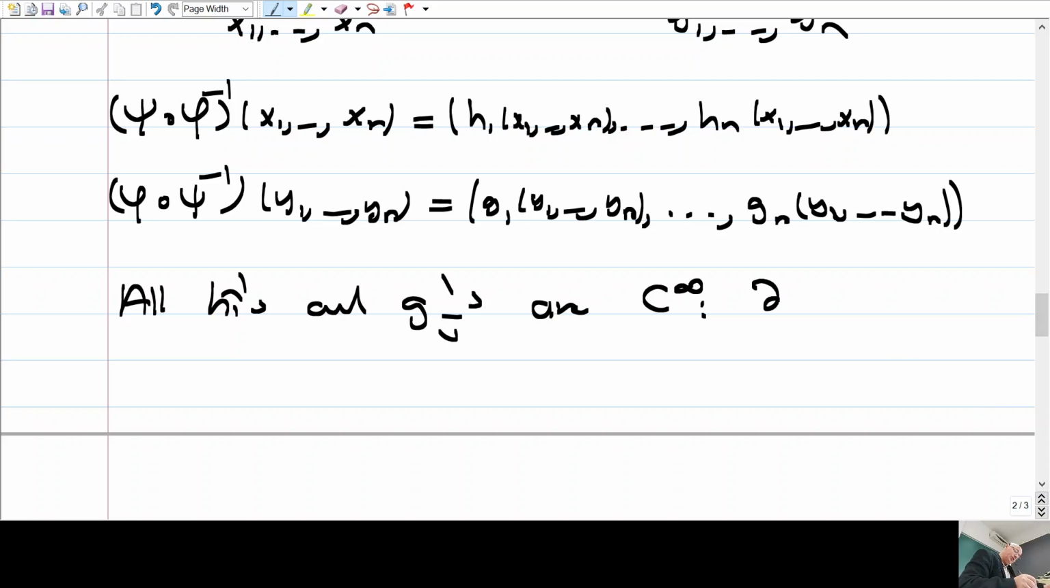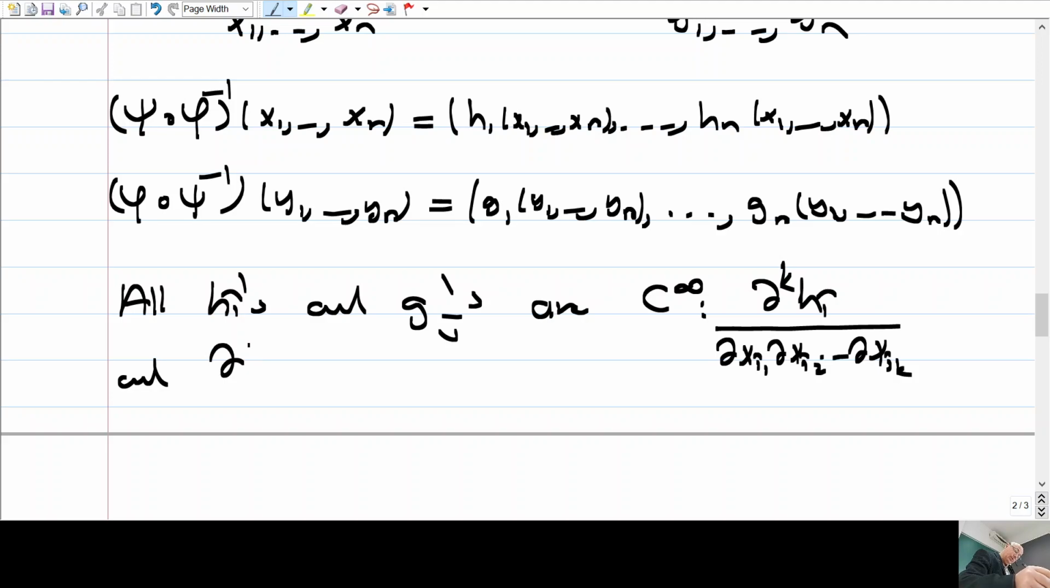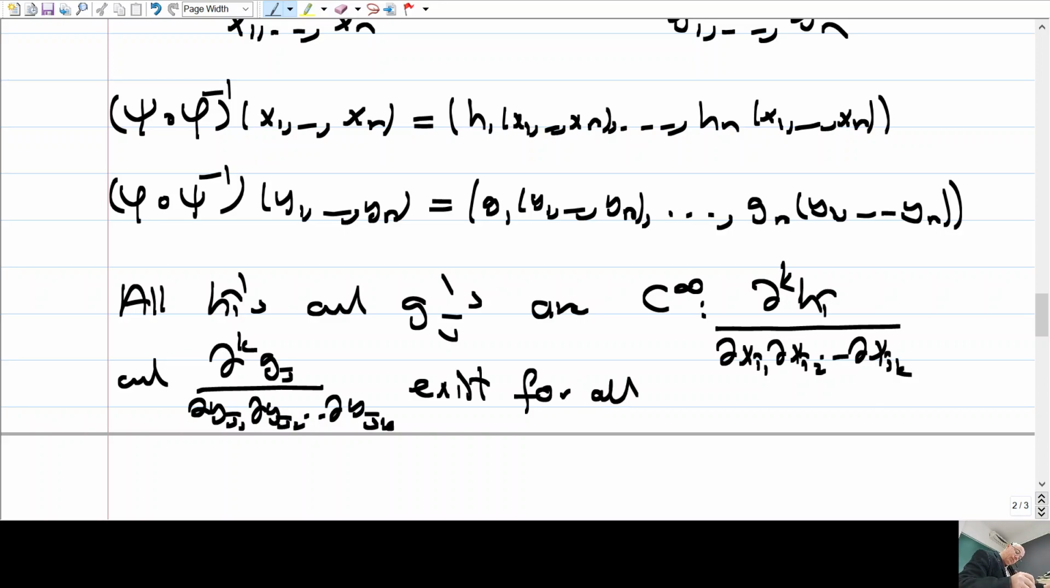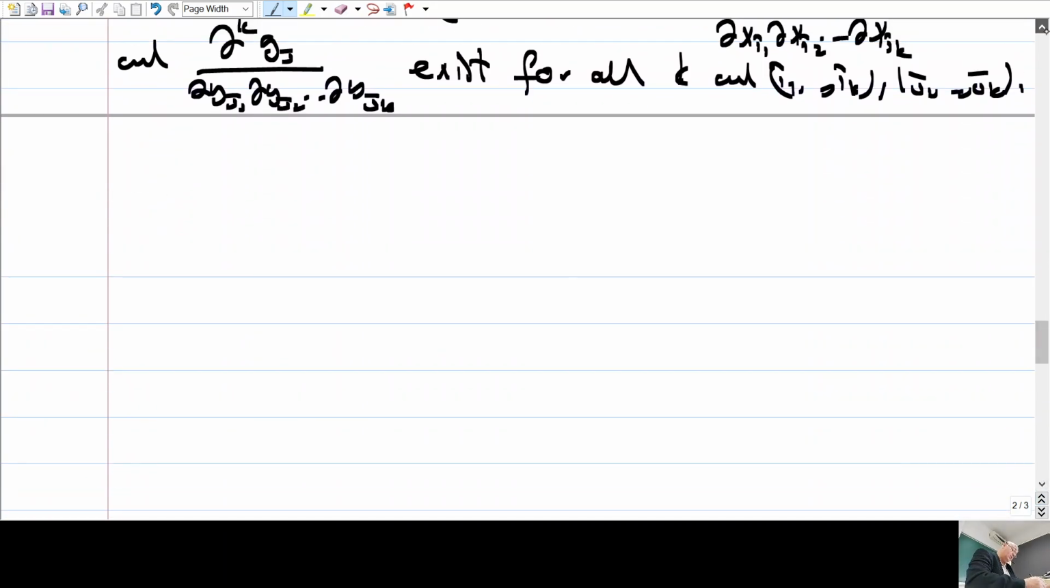Yani işte H'in, diyelim ki herhangi bir k. türevini alıyoruz. Del xi1 del xi2 del xik. And bunun da del y j1 del y j2 j y k exist for all. Yani bütün partial derivatifleri exist olmalı.